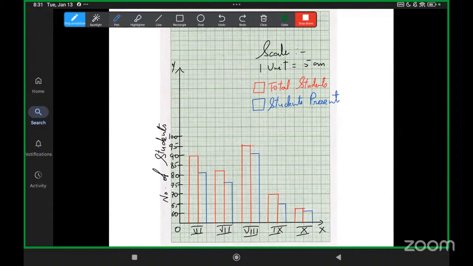Adding the scale is important. The next thing that we'll talk about is pie chart. Joshua, I will explain it to you verbally what a pie chart is. In a pie chart, we explain everything in the form of a circular chart.